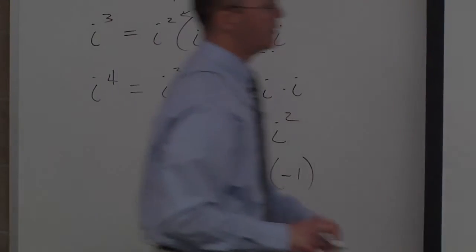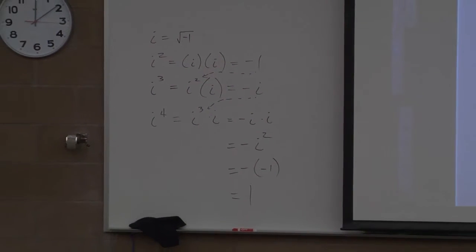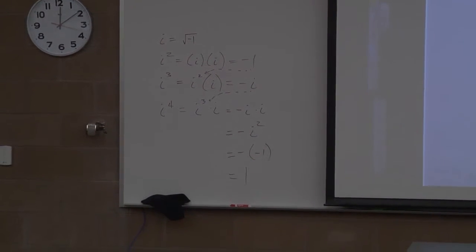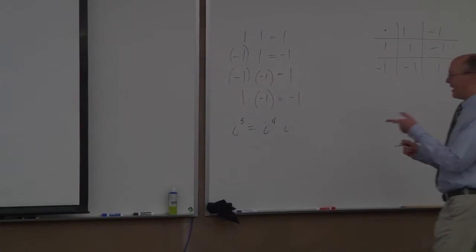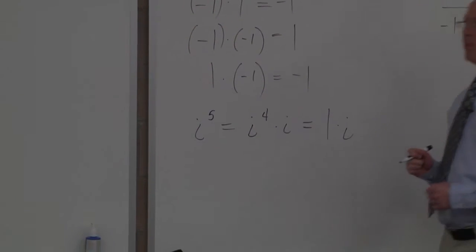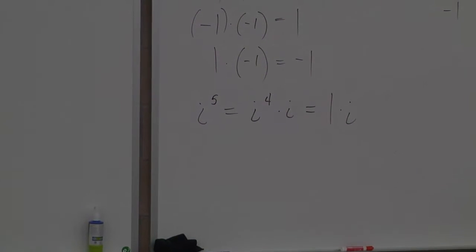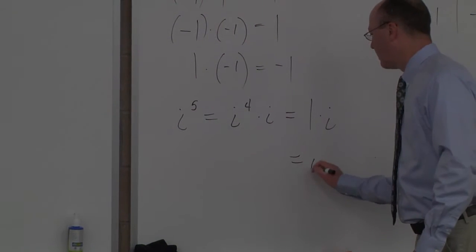I'll try one more. i to the fifth. i to the fifth would be i to the fourth times i. I just came over here because I ran out of space. We just did i to the fourth. i to the fourth is 1. Multiply that by i. Again, I'm not trying to change the rules here. 1 times i is still going to be i.